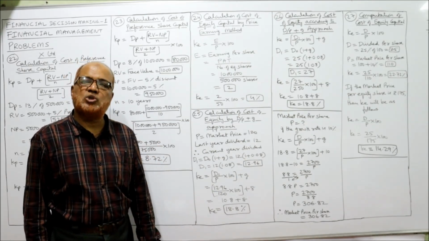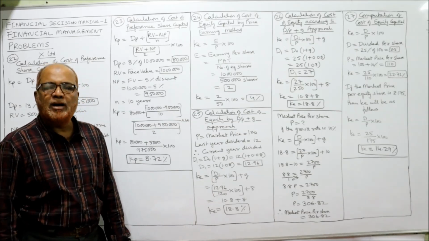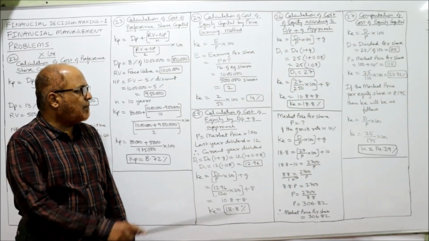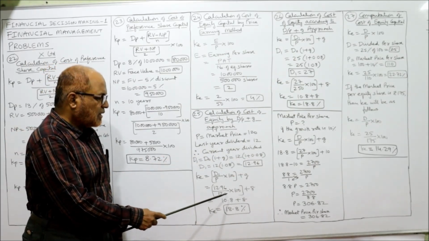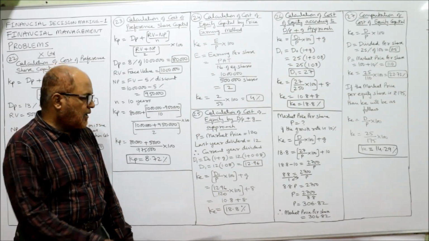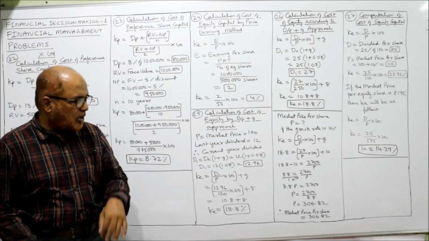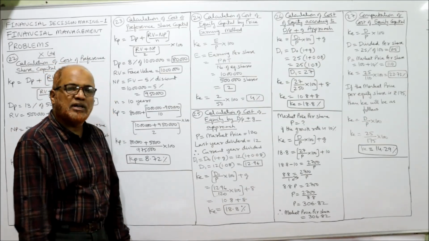Now we substitute in the formula. K is equal to D1 by P. How much is D1? 12.96, divided by P. P is the market price, 120 rupees. So 12.96 divided by 120 into 100, you will get 10.8%. It is 10.8 because we have multiplied by 100.